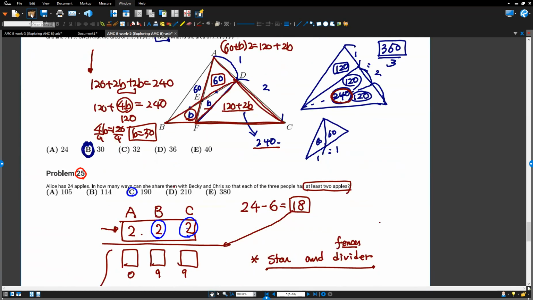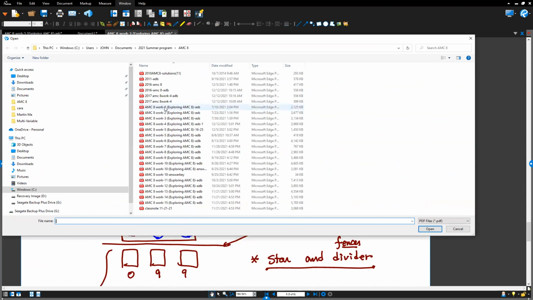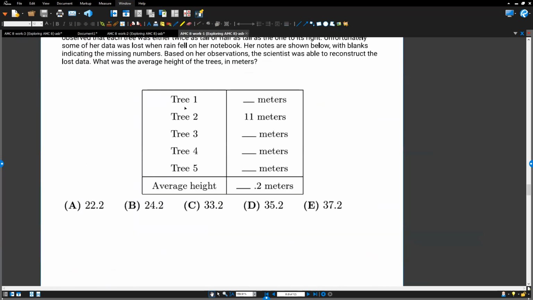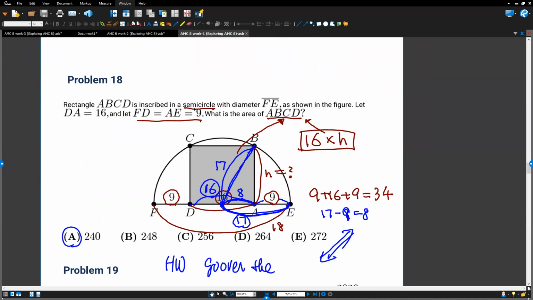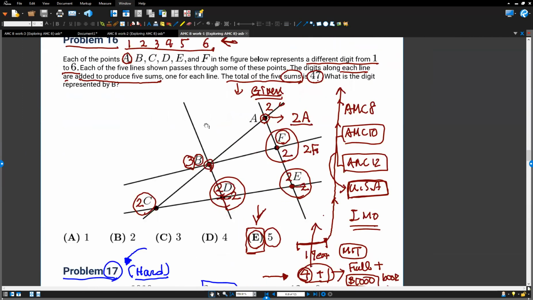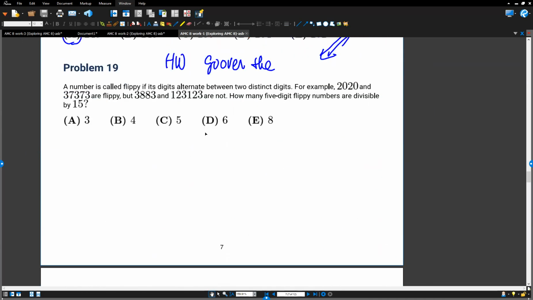Okay, now move on. The last year, AMC, this is 2020, I think. This one we didn't do. We did up to number 18. Okay, we're going to try up to number 19 there. This is 2020, AMC 8 from number 19. All right, now let's do this question.